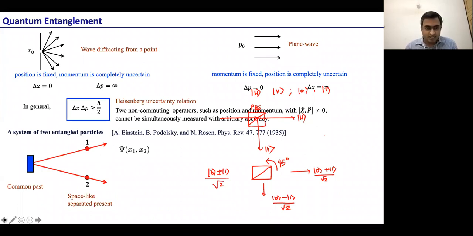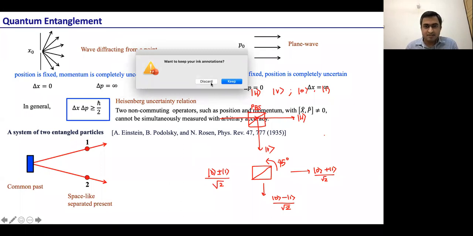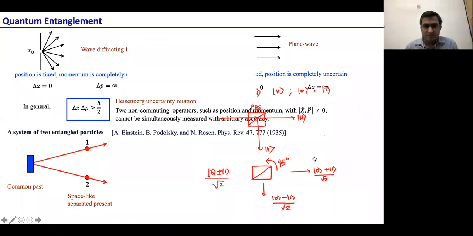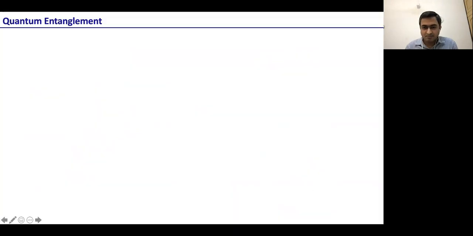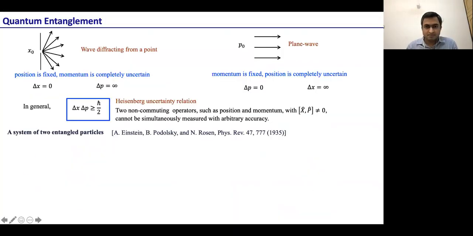Just give me 1 second. I need to get rid of this. How do I get rid of this?